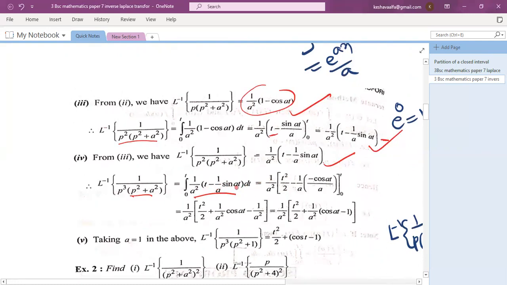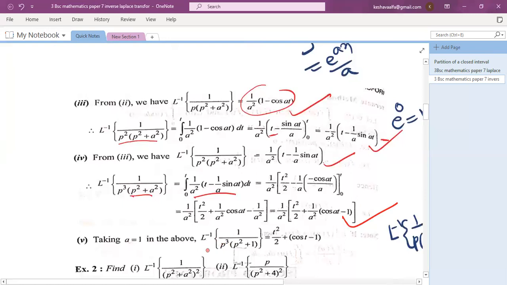Now integral sin a t is minus cos a t by a. Apply upper limit minus lower limit, that is 1 by a square, t square by 2 plus 1 by a square cos a t, minus lower limit is 0 minus 1 by a square. So cos 0 is 1, so we get 1 by a square. So the result is 1 by a square into t square by 2 plus 1 by a square, cos a t minus 1.